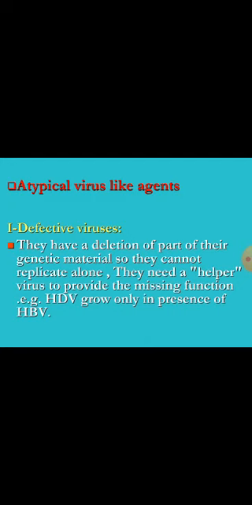Now, some terms concerning viral infection are very important to be known. First, atypical virus-like agents. Defective viruses. Defective viruses are a special type of viruses that have a deletion of part of their genetic material. As a result of this deletion, they can't replicate alone. They need a helper virus to provide the missing function. For example, hepatitis D virus grows only in the presence of hepatitis B virus.